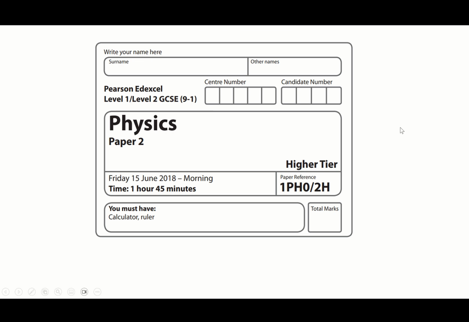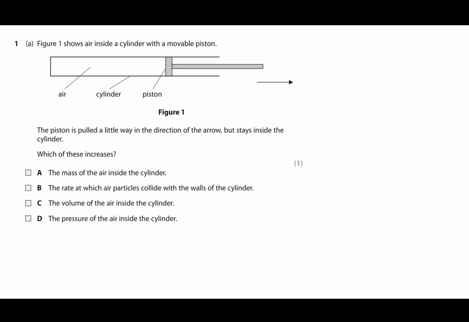Okay, so next video for your next homework, 2018 paper 2 this time, to get ready for your mock in March. We've got a cylinder with a movable piston, and it's showing us moving the piston outwards. It says the piston's pulled in the direction of the arrow, but stays inside the cylinder. Perfect, so no air can get in or out.